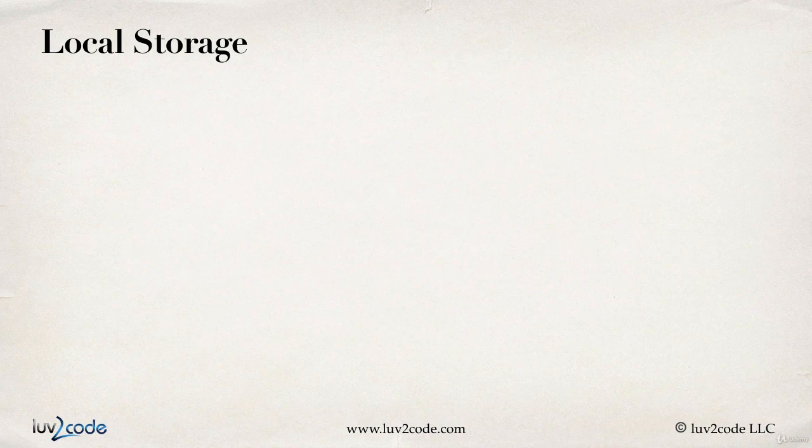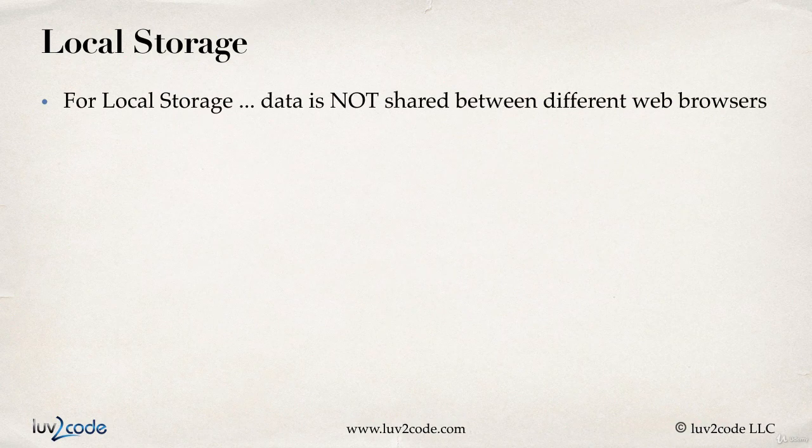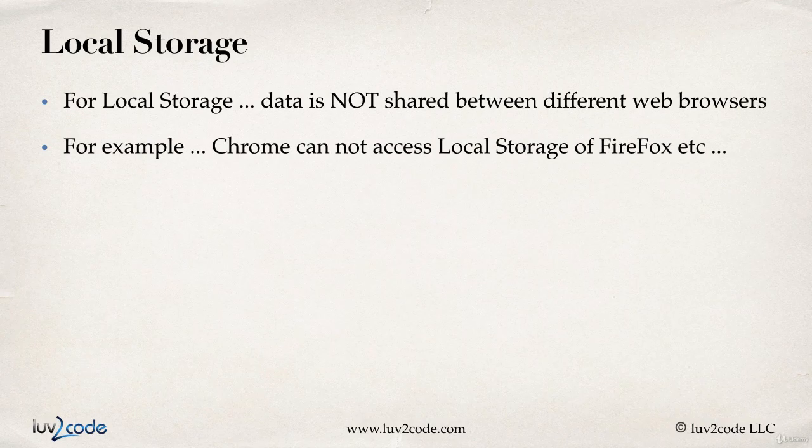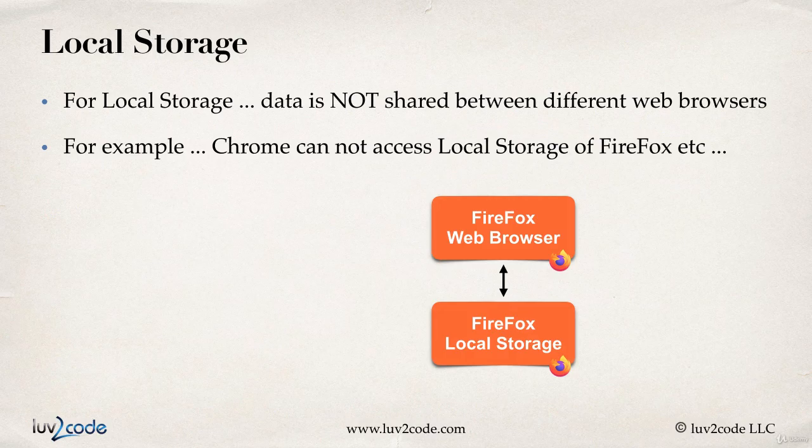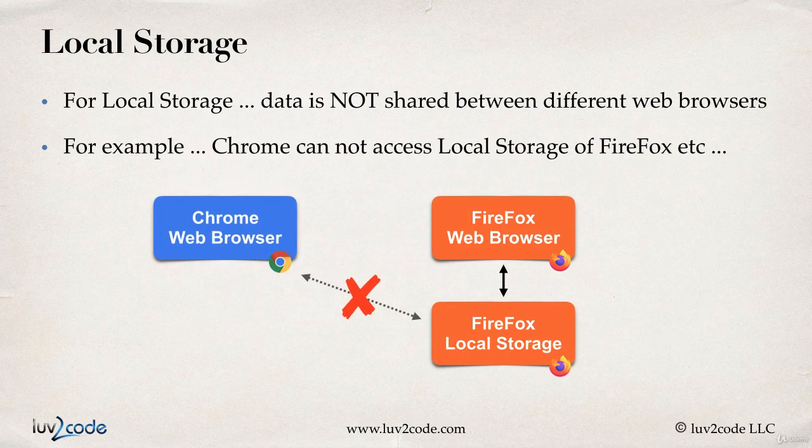And a bit more here on local storage. For local storage, data is not shared between different web browsers. For example, Chrome cannot access the local storage of Firefox. So on the right-hand side, we have Firefox and its local storage. Chrome cannot access any of the local storage data for a different web browser.